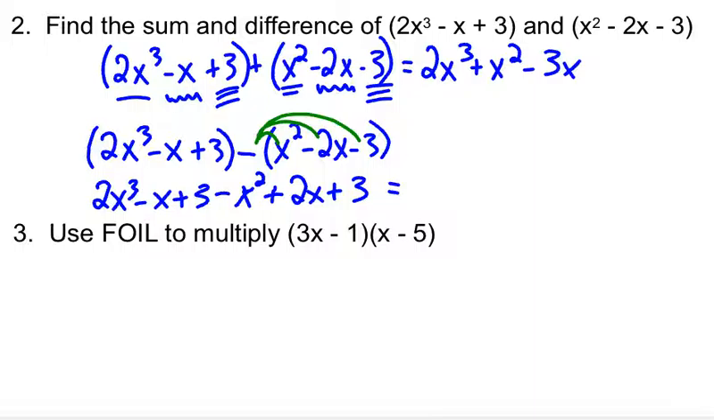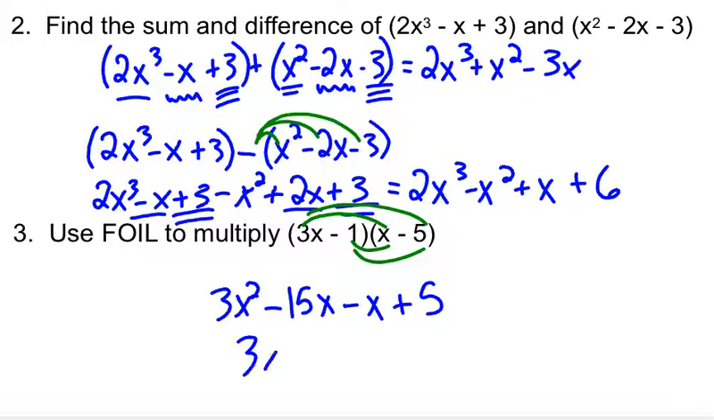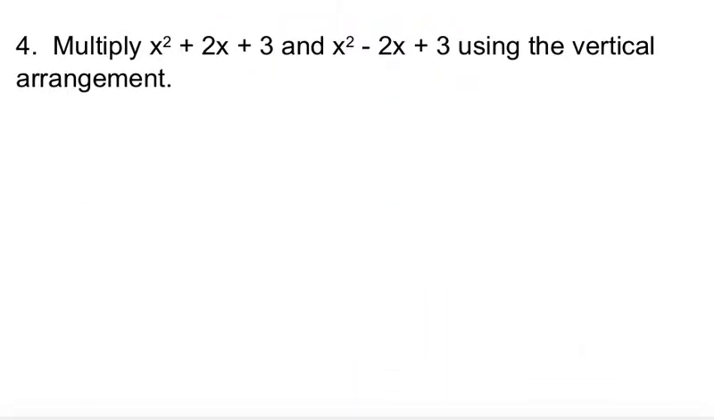So again, we're going to combine our like terms. We have 2x cubed minus x squared, like terms here, plus x, like terms here, plus 6. Okay. When we want to multiply polynomials, we can use the FOIL method, which I know you're all very familiar with: first, outside, inside, last. So we get 3x squared minus 15x minus 1x plus 5. So 3x squared minus 16x plus 5. Combine your like terms right here. Okay, you've been doing that for years. Not a lot needs to be said about that.